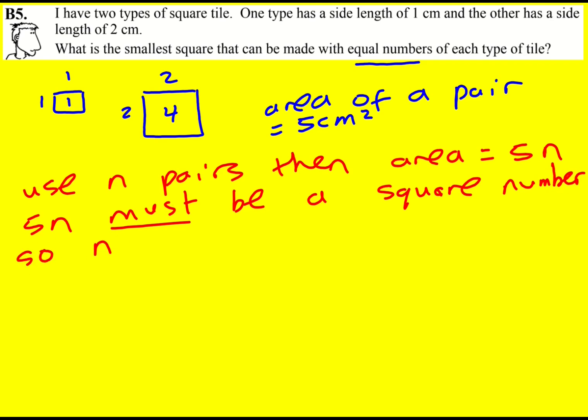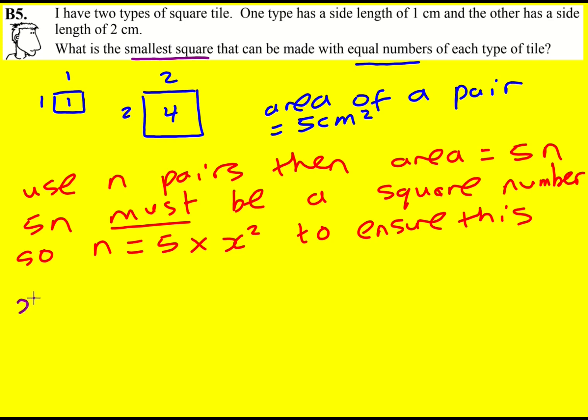So n must equal a multiple of 5, but in fact a multiple of 5 that's also a square number. So 5 times, let's call it x squared to ensure this. So because we want the smallest square, let's go with x equal to 1 to start with. Then n will equal 5, we'll have 5 pairs, and the area will be 25.